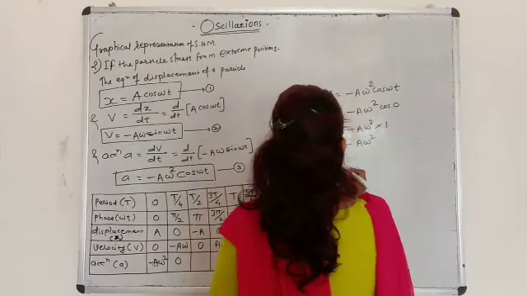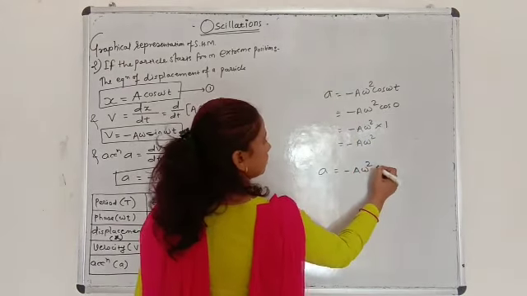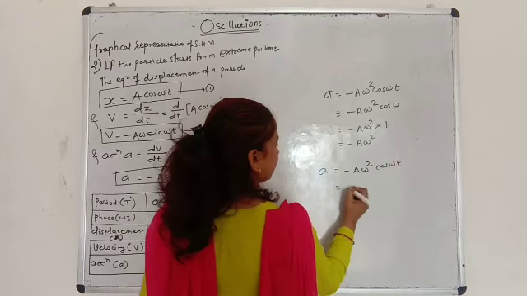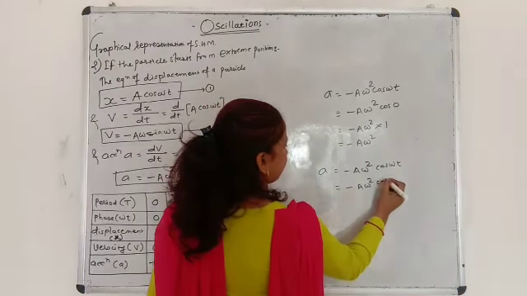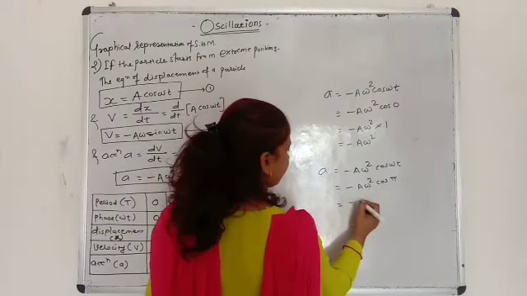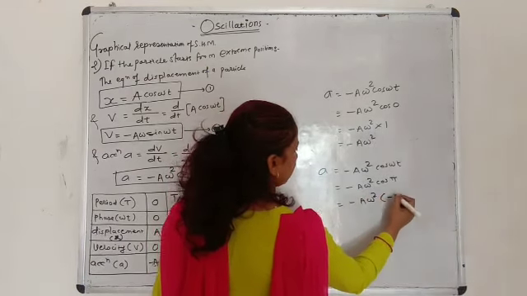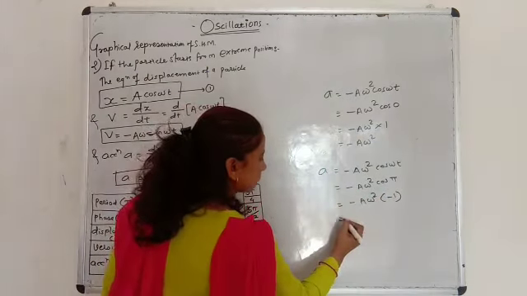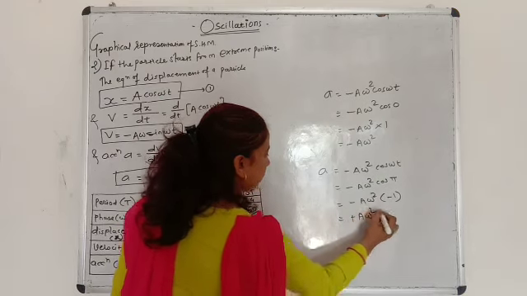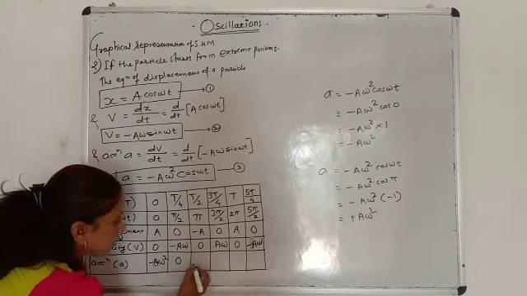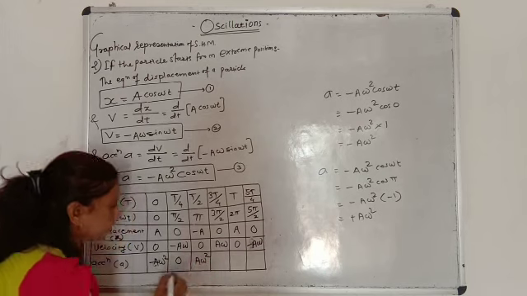Acceleration a equals minus a omega square cos omega t. Here we put the phase angle pi, and cos pi is minus 1. So minus minus becomes plus. So this becomes plus a omega square. So we put here plus a omega square.